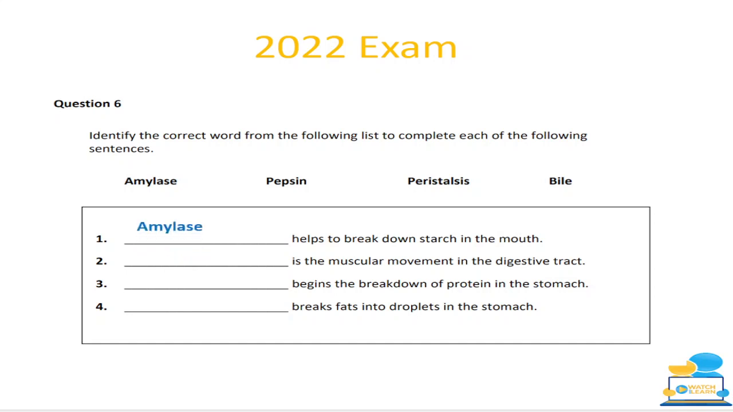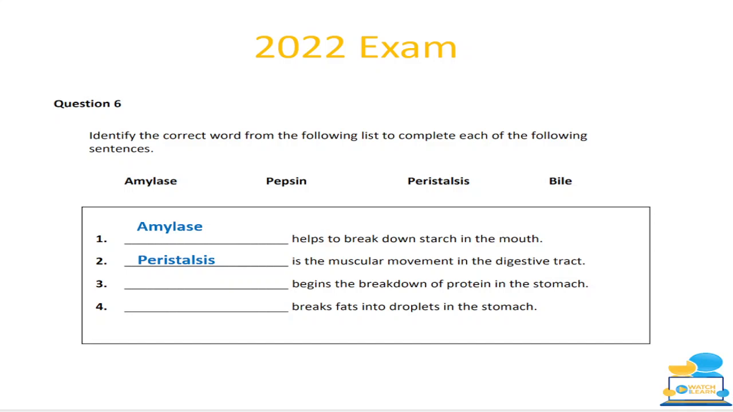So the first one is amylase, because it helps break down starch in the mouth. Okay, so your salivary amylase. So in this case, what I would do is cross amylase out of my list. My next one is blank, the muscular movement of the digestive tract, which is also known as the digestive system or the alimentary canal. So in this case, I know this has to be peristalsis. So I'm then going to tick peristalsis off my list.